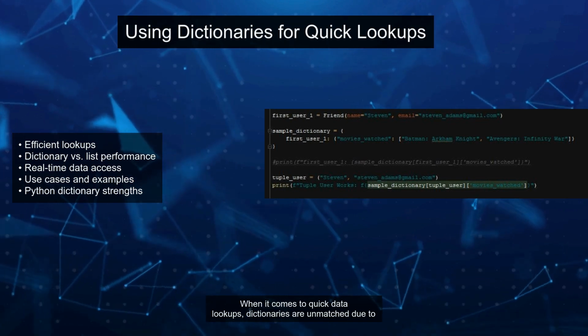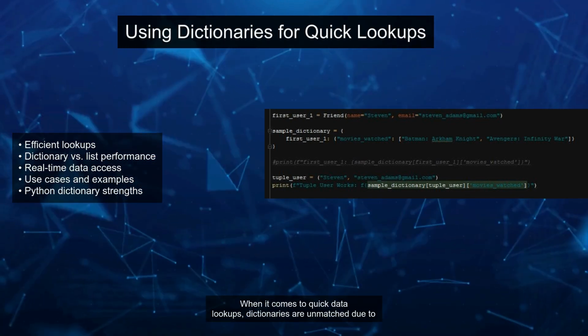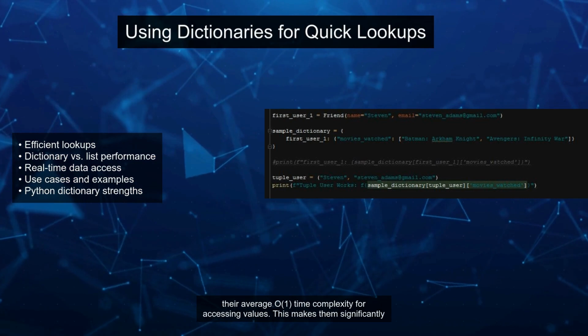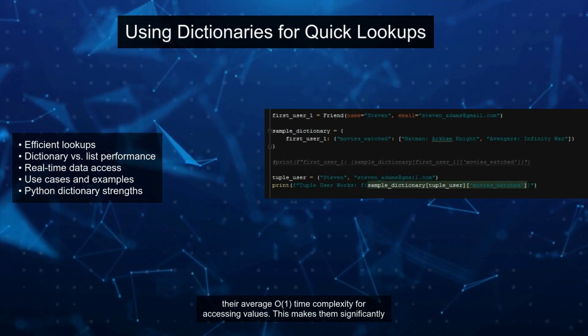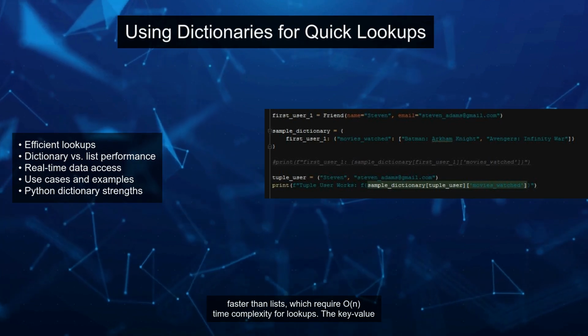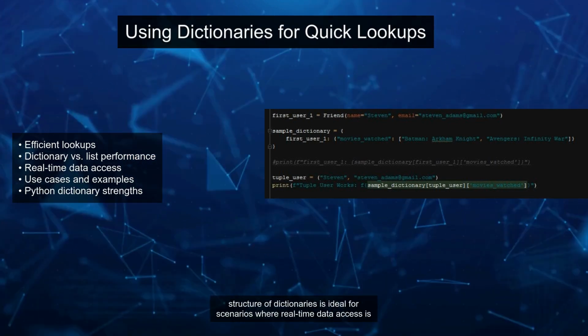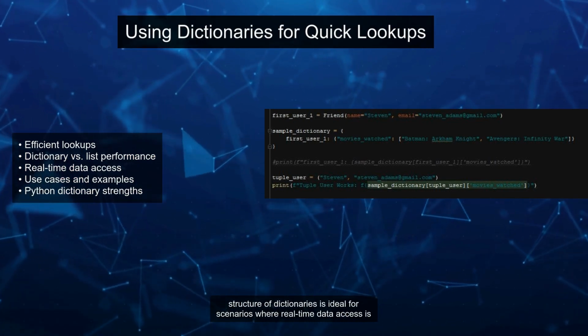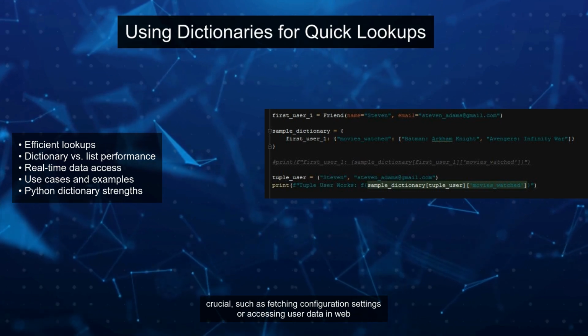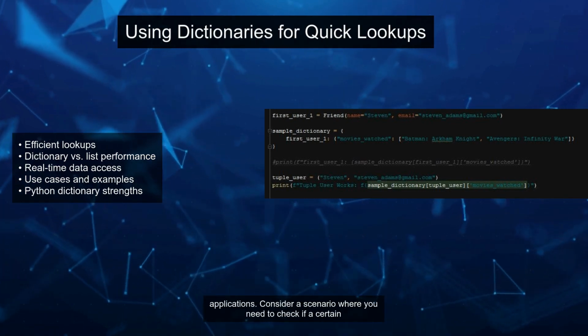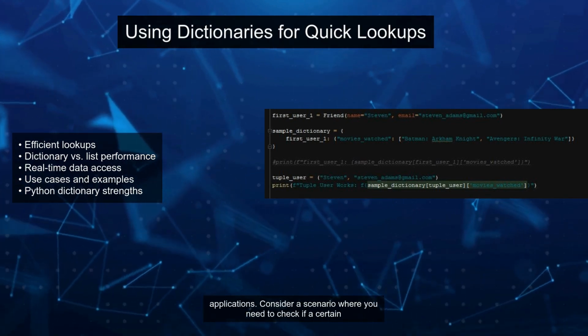When it comes to quick data lookups, dictionaries are unmatched due to their average O(1) time complexity for accessing values. This makes them significantly faster than lists, which require O(n) time complexity for lookups. The key value structure of dictionaries is ideal for scenarios where real-time data access is crucial, such as fetching configuration settings or accessing user data in web applications.